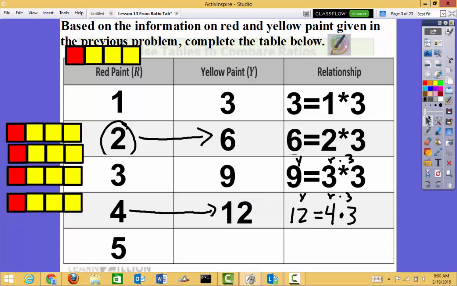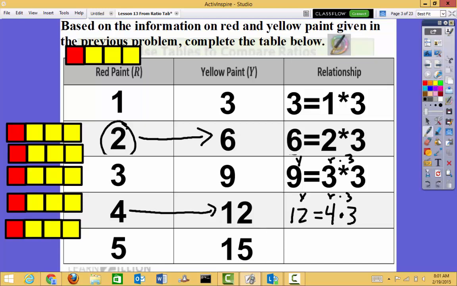So now let's see if we can fill out this bottom one. It's telling me I have 5 reds, so let's add another one. 1, 2, 3, 4, 5. How many yellows do I have? Well, I see it's 1, 2, 3, 4, 5 rows, and there's 3 in each column, so that's 5 times 3. So I'm going to have 15.